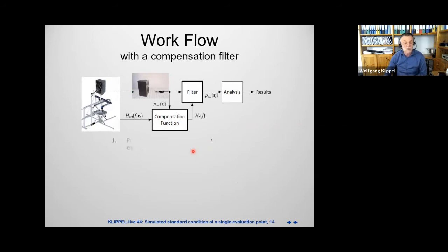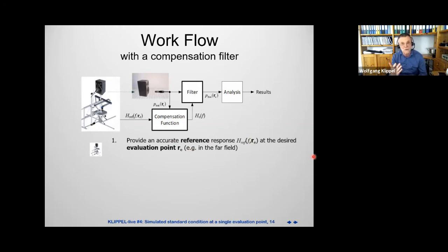It usually starts with providing some reference response. By a reference response we mean accurate data. It may come from the holographic scanner, but there are some simple solutions also available. I will speak about this soon.